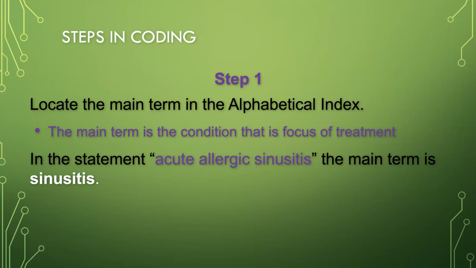So the very first thing we're going to do is identify the main term. This is probably an area where a lot of students struggle. Think about the focus of treatment. What is the focus of the patient's visit for services? So when we look at the statement, acute allergic sinusitis, that's the diagnostic statement, our main term is sinusitis, right? Acute is just simply describing the type of condition, right? It's allergic, that's a descriptor, but the underlying reason the patient is seeking care is because of that sinusitis.